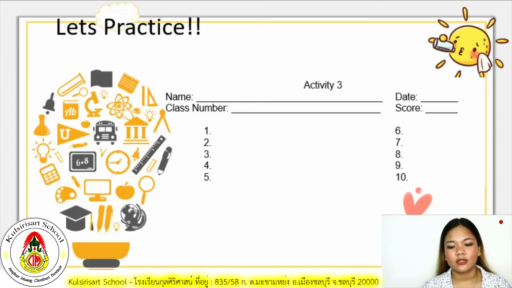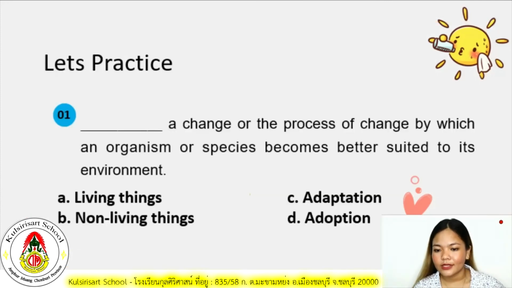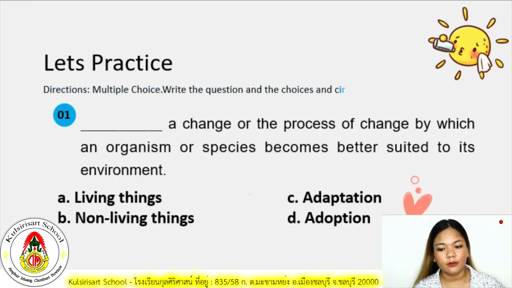Now, what I want you to do is to get your yellow book, and then let's have an activity right there. Activity 3, your class number, the date today, and leave a space for your score because we will check it all together once you get back from your school. I want you to number it 1 to 10. Okay, now let's start. For number 1, you have there your directions, multiple choice.